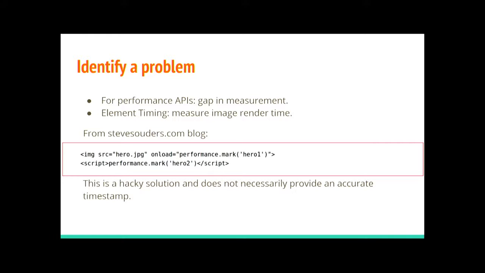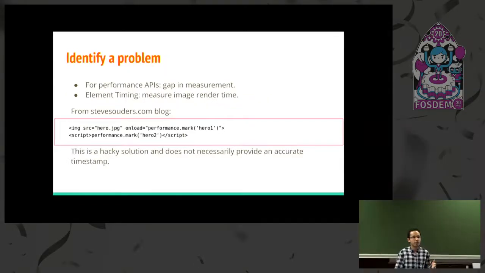Throughout the talk, I will have some screenshots from some websites to showcase what I'm trying to say. For example, here I have a screenshot from stevesouders.com. And the blog is saying how to measure the image render time. The idea is that you have an image tag, and it contains the hero.jpg. That's your critical hero image. And it has an onload where you call performance.mark. That will basically give you a high-resolution timestamp of when you call the method. So that gives you timestamp hero 1.